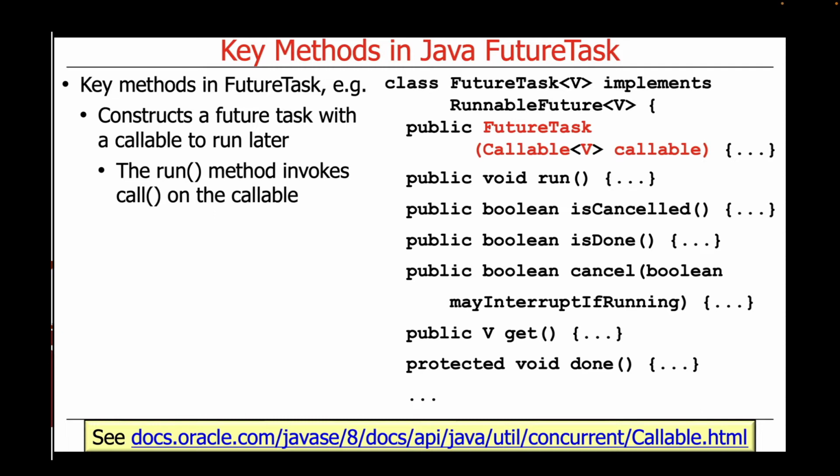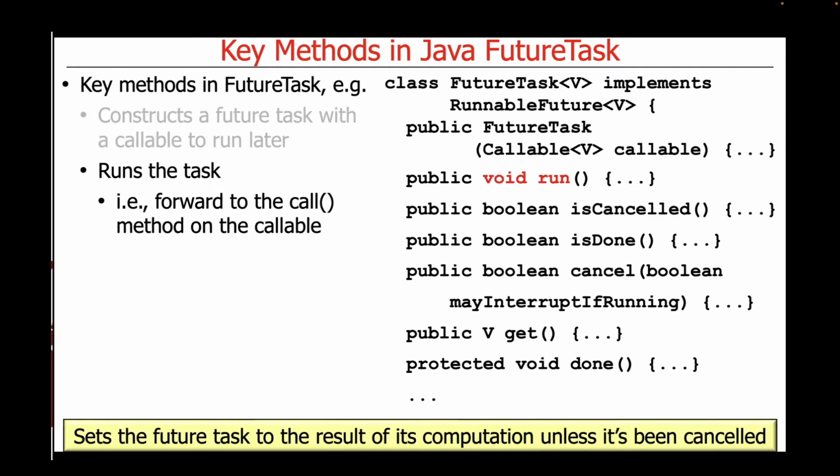So when you create a future task, you give it a callable, and then you arrange to run the future task, typically in the executor framework, and then the framework will turn around and end up calling the run method on the future task. And what that method will do, it's actually a template method in the Gang of Four template method sense. And it's basically going to forward the call to the call method on the callable that was passed as a parameter to future task. And it'll also keep track of the result of the computation unless the computation was canceled for some reason.